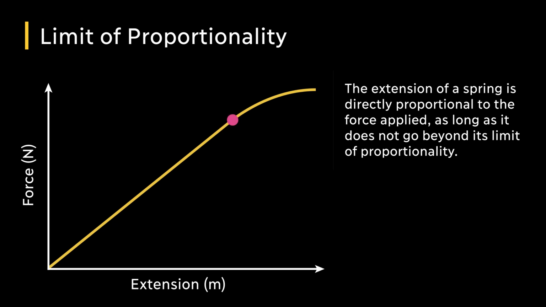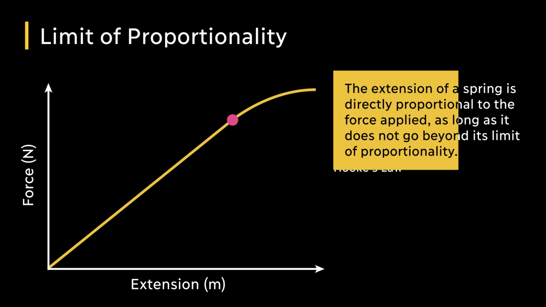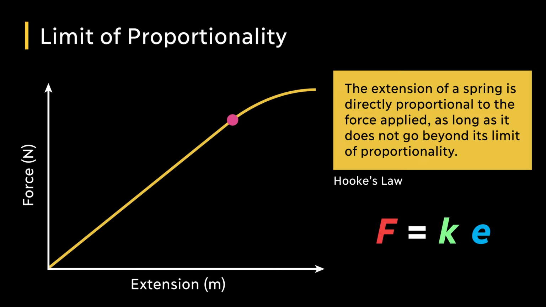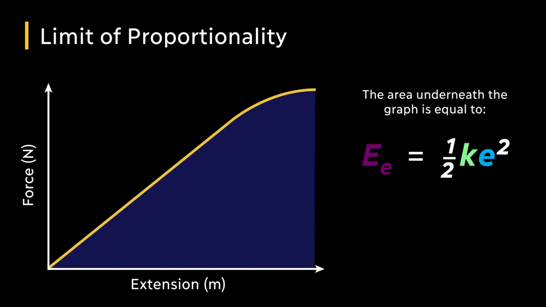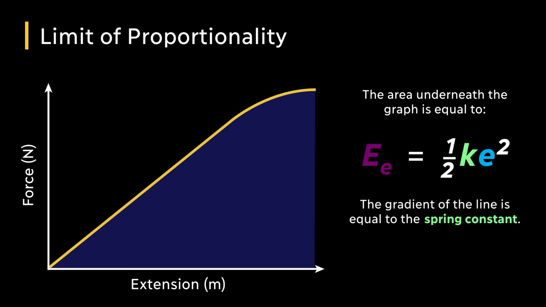The extension of a spring is directly proportional to the force applied, as long as it does not go beyond its limit of proportionality. This is called Hooke's law, which is summarized by the equation I showed you earlier. It's also important to note that the area underneath the graph is equal to the elastic energy stored in the object, which, thinking back to the energy transfers topic, we know is also equal to a half of the spring constant multiplied by the extension of the object squared. You can also calculate the spring constant of the object by calculating the gradient of the directly proportional section of the line.